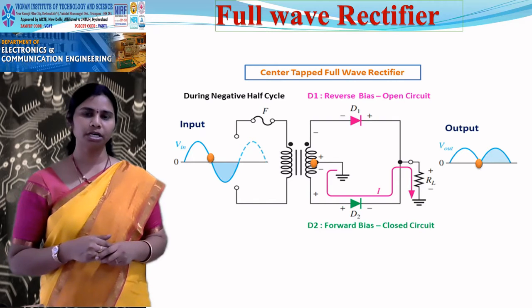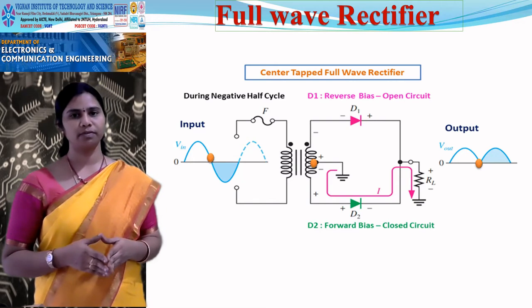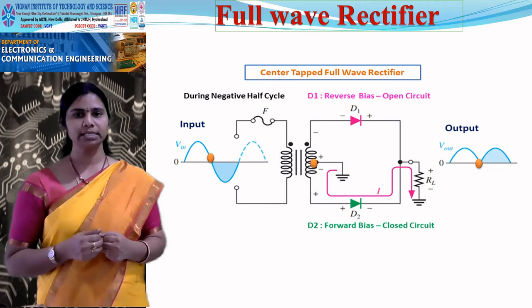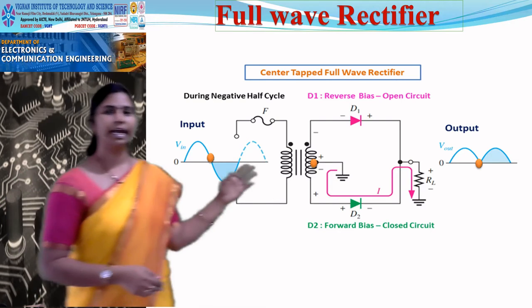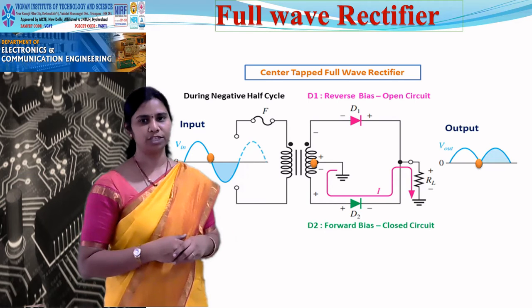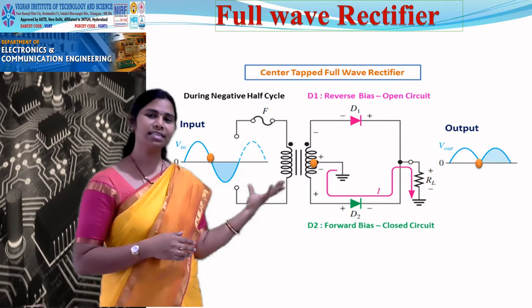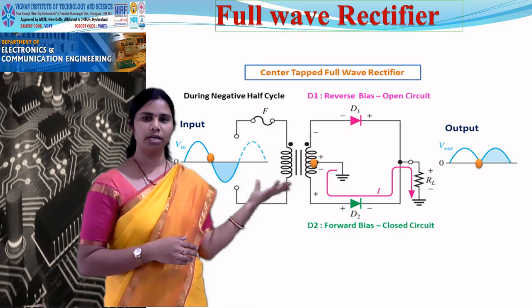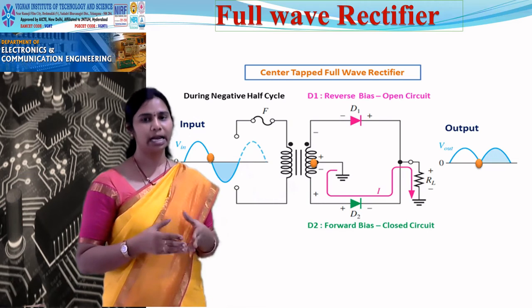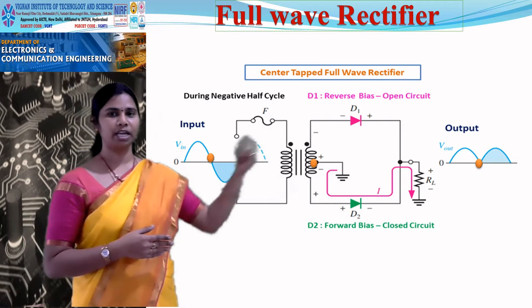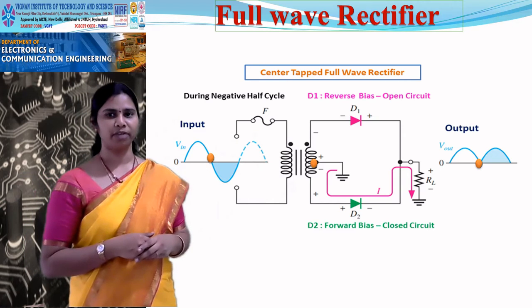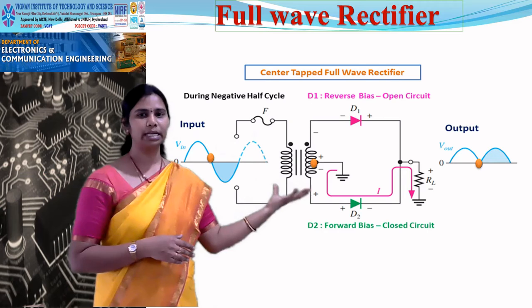In the next lecture, we will see the next full wave rectifier, which is named the bridge rectifier, taking 4 diodes but eliminating this center tap transformer. Why eliminate it? This center tap transformer actually occupies more space and it is more bulky. So we can get full wave rectification when compared to half wave, but this circuit is bulky.